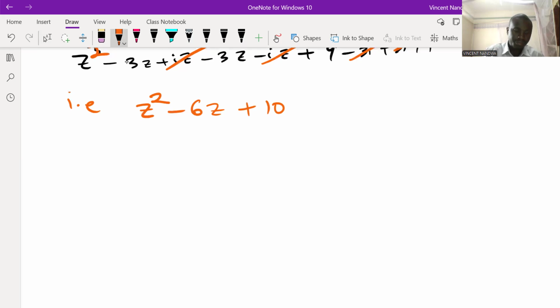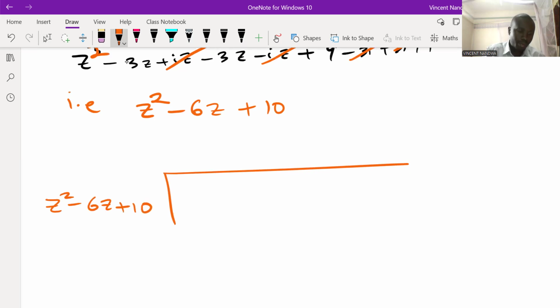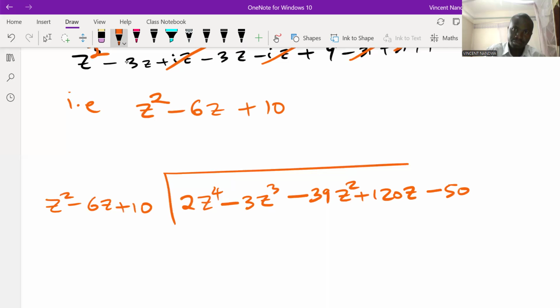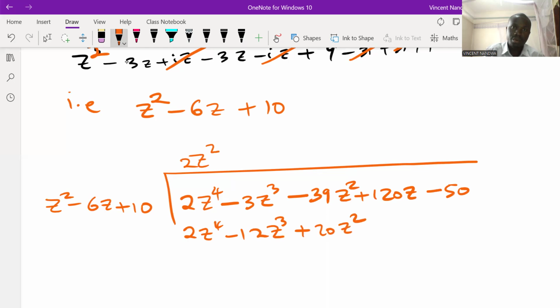So therefore, we do long division. z squared minus 6z plus 10. We divide into what was given on the left-hand side of the quartic equation, 2z power 4 minus 3z cubed minus 39z squared plus 120z minus 50. So I need to multiply this by 2z squared to get 2z power 4. So I'll have 2z power 4. 2 times minus 6 is minus 12z cubed. 2 times 10 is 20z squared.